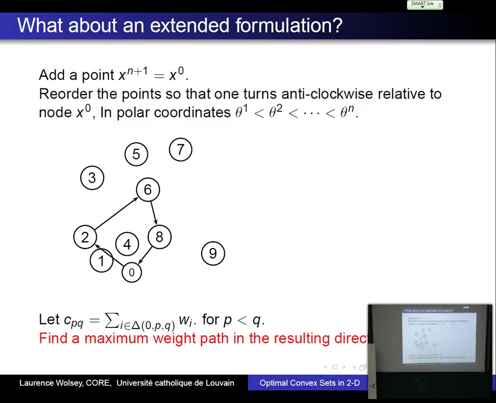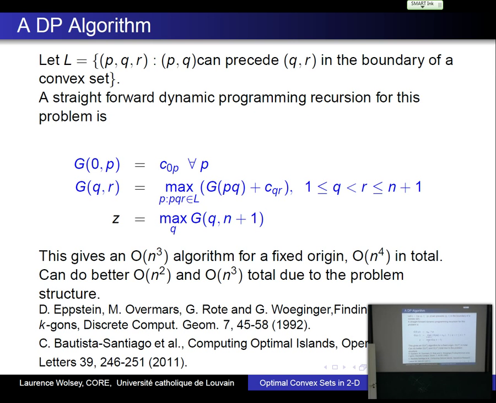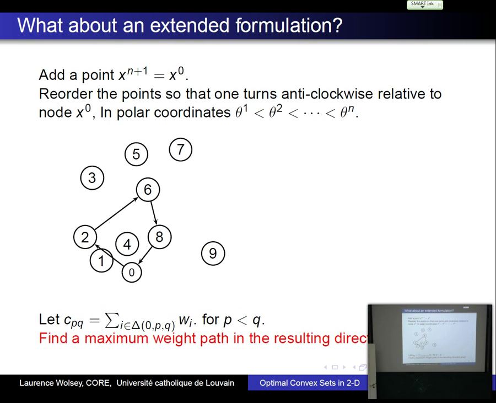And so we thought, now let's try to think about a formulation in the space of the edges or the arcs. Because of its ordering, each arc goes from I to J, where J is greater than I, so it's a directed graph. It's acyclic, because of this ordering every arc goes from a smaller value to a higher value.